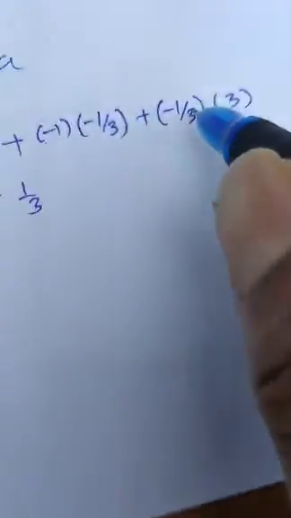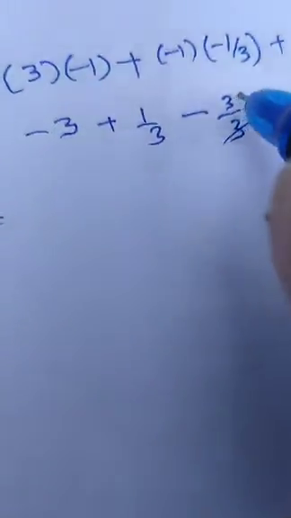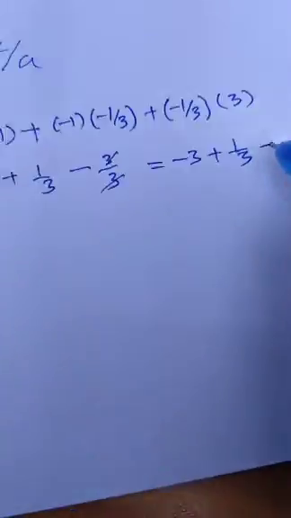Right? By simplifying, minus 3. Here minus 1 into 1 by 3 plus 1 by 3. Here minus 1 by 3 into 3 minus 3 by 3. Okay. Now you can simplify, 3 cancel. This is minus 3 plus 1 by 3 plus 1 by 3 and minus 1. So minus 3 minus 1 becomes minus 4 plus 1 by 3.